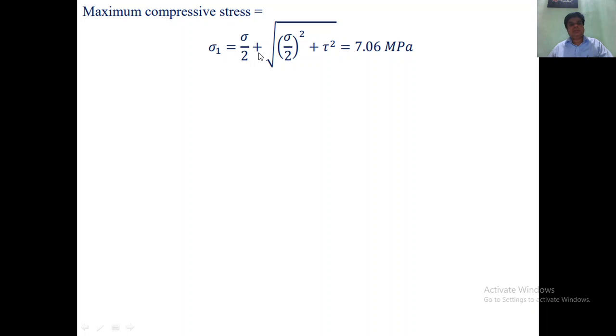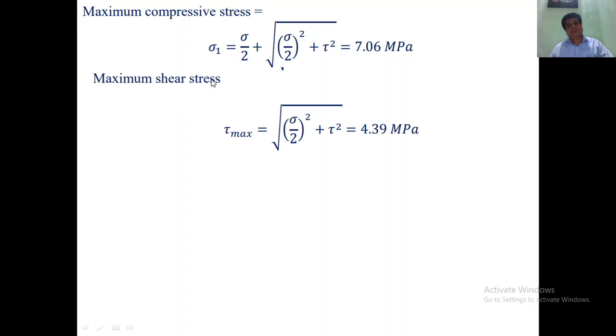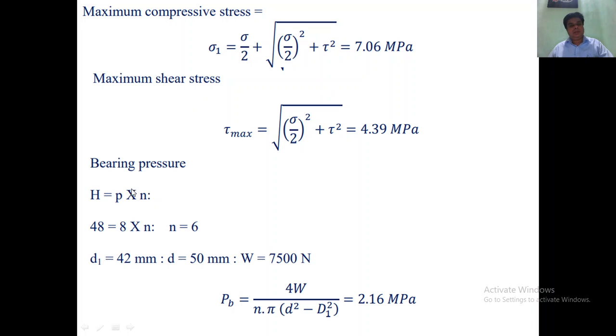So maximum compressive stress, again the principal stress sigma 1 you can calculate. You can calculate the maximum shear stress, all the values are known. And coming to bearing pressure, so this is height of the nut, so that is pitch into number of threads. So number of threads is 6 here, so we have 8, the pitch into number of threads 6. So actually pitch is known, so height of the nut is known, so you can calculate the number of threads in the nut.